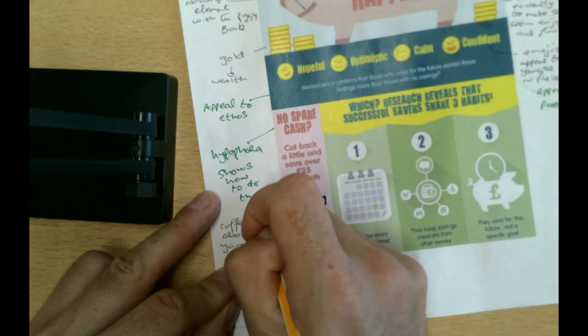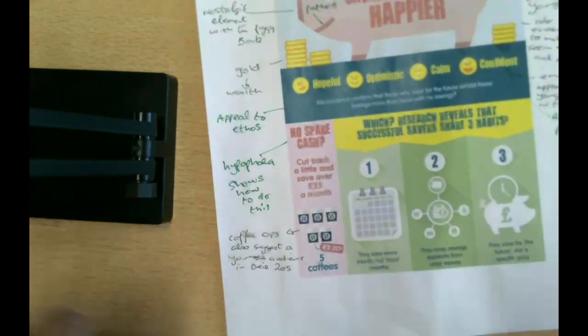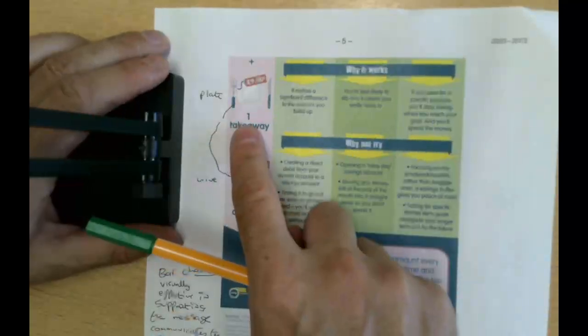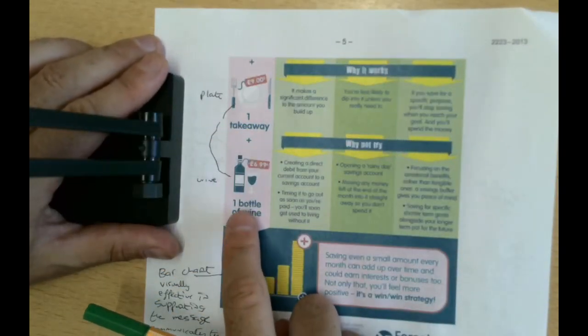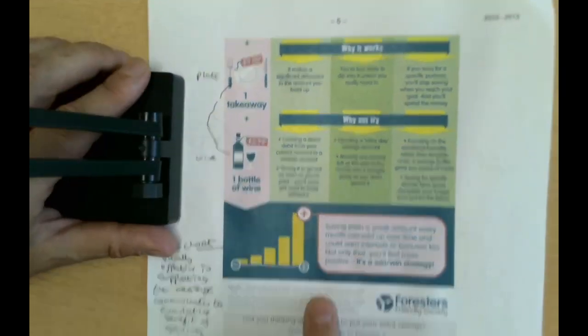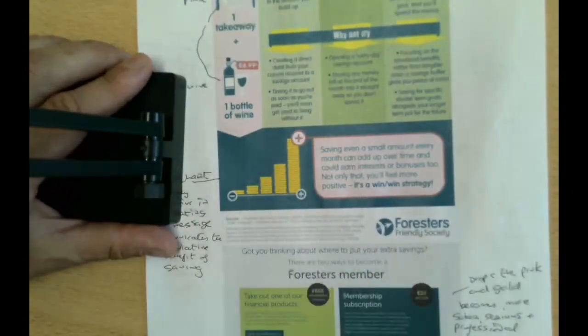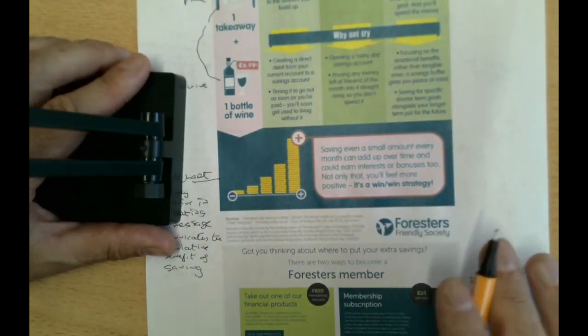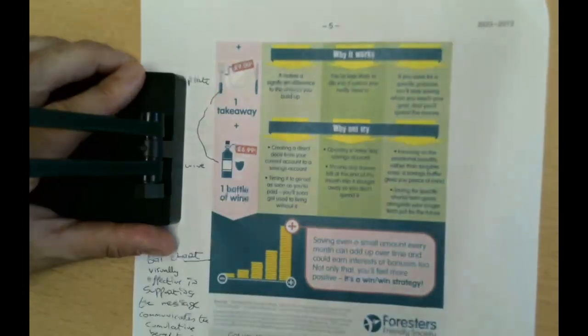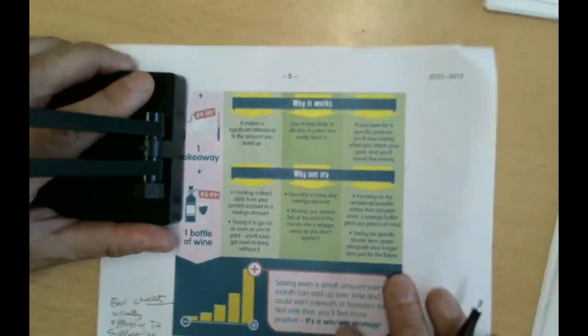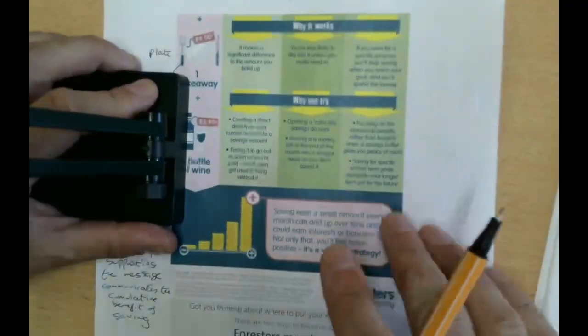And is it achievable? Is it manageable? Couple of cups of coffee, one less takeaway a month, one less bottle of wine. That's all you need, and it adds up. Good action plan, like the language. Very good. Now, have a look at the language it uses here. It uses a lot of verbs.